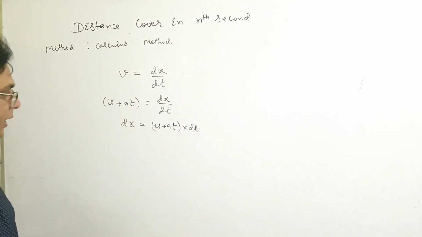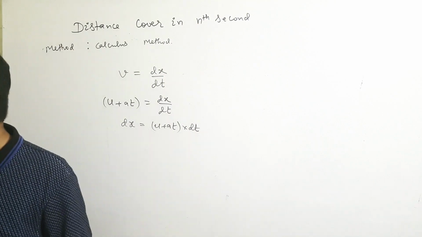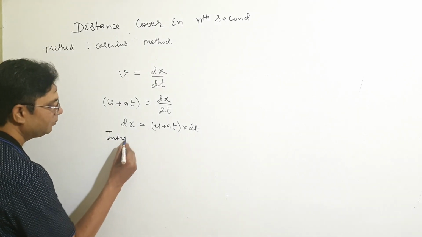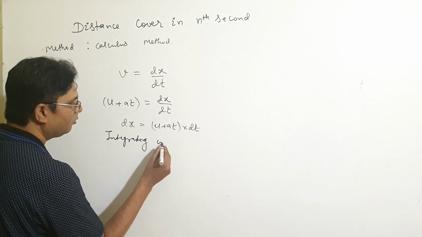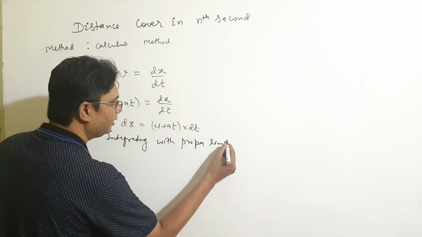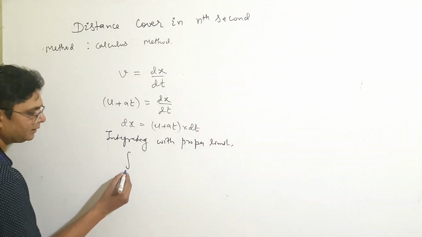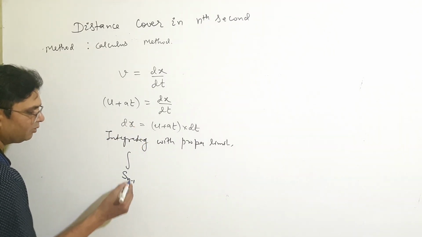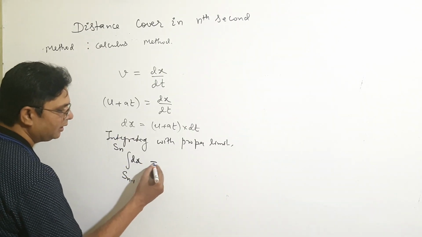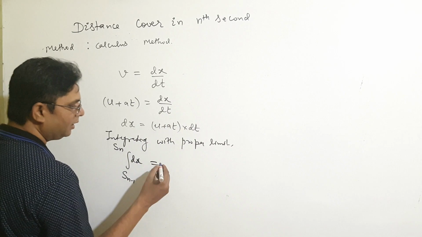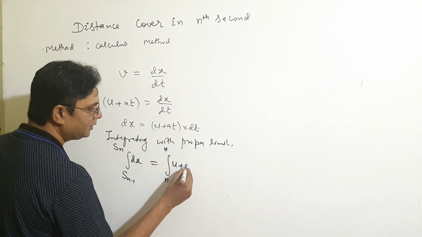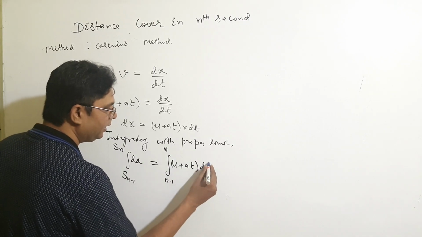Now you have to integrate it with proper limits. So the limit on the LHS is S n minus 1 to S n, with dx. And on the RHS, the limit is n minus 1 to n, of u plus at dt here.